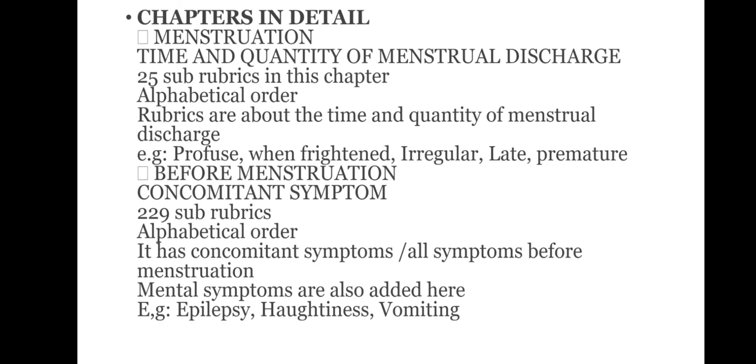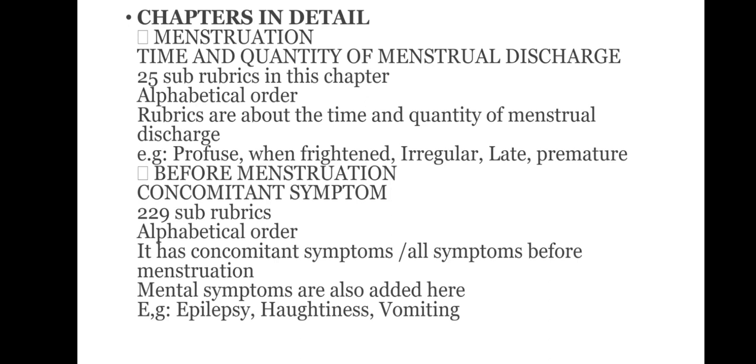Chapters in detail. Menstruation: time and quantity of menstrual discharge, 25 sub-rubrics in this chapter, in alphabetical order. Rubrics are about the time and quantity of menstrual discharge. Examples: profuse, when frightened, irregular, late, premature. Before menstruation, concomitant symptoms: 229 sub-rubrics, alphabetical order. It has concomitant symptoms, all symptoms before menstruation. Mental symptoms are also added here. Example: epilepsy, heaviness, vomiting, etc.